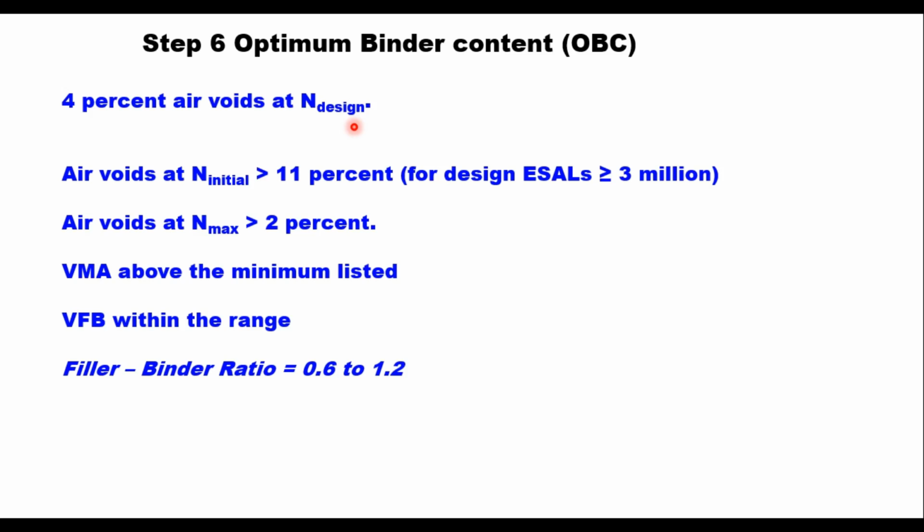In addition to that, air voids at N initial should be more than 11% for design traffic of 3 million or more. Air voids at N maximum should be more than 2%. That means the density achieved should be 98% of GMM. VMA should be above minimum listed, and that depends upon the nominal maximum size of aggregate. VFB should be within permissible limit, and filler bitumen ratio should be 0.6 to 1.2. So that is how you determine the optimum binder content.